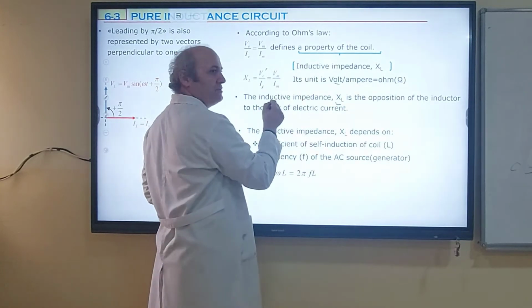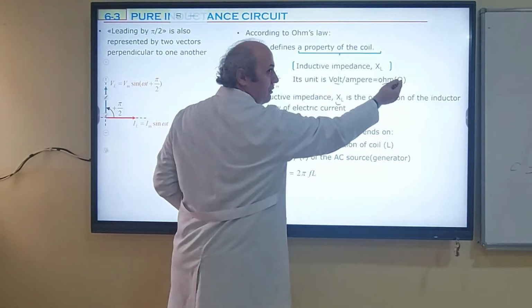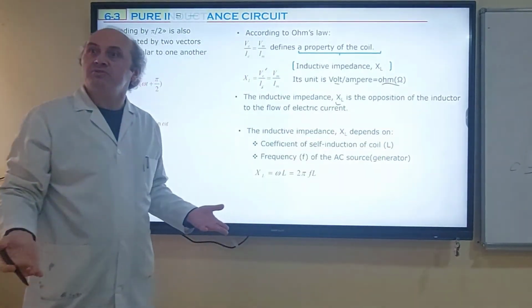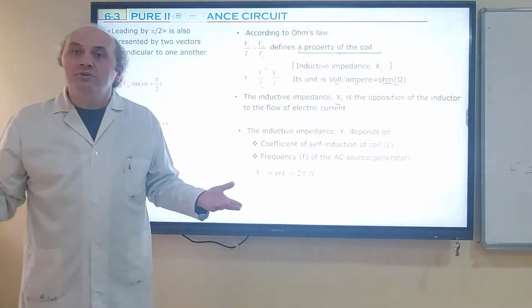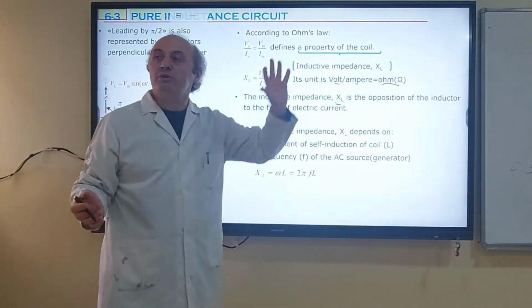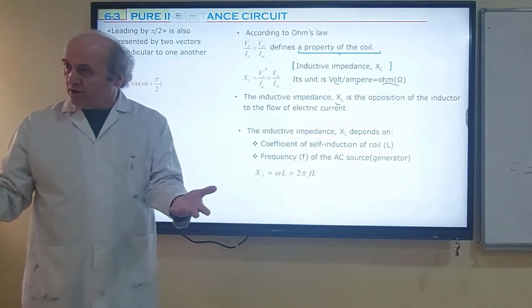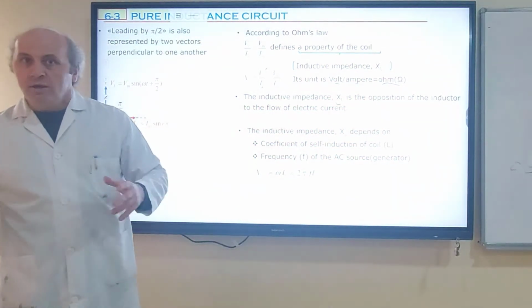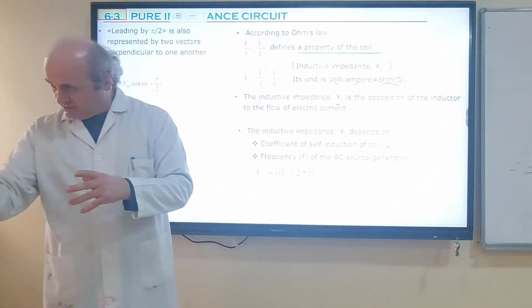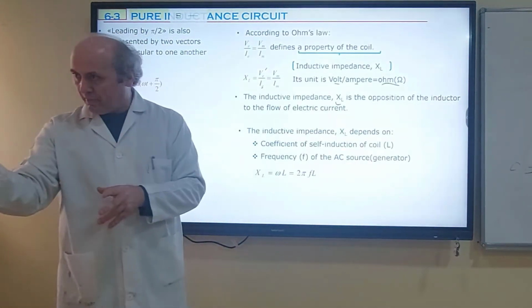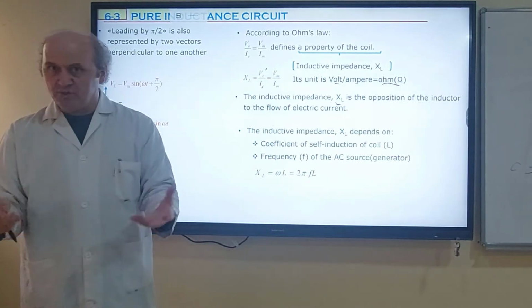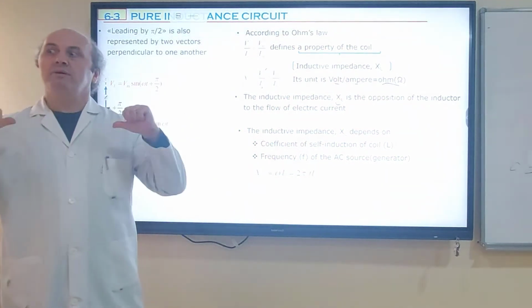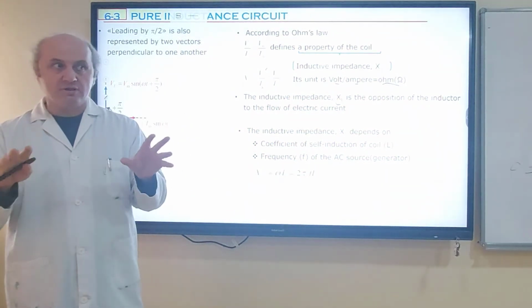What is the unit of electric current? A volt per ampere, same as resistance. Their units are the same; XL has the same unit as resistance. But the natures are different. In resistance, electric current particles collide with other immobile particles. It's the collision between them that causes resistance. But in a pure coil, it's not about collision.